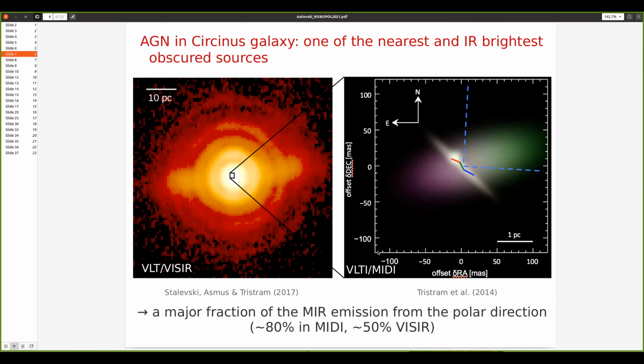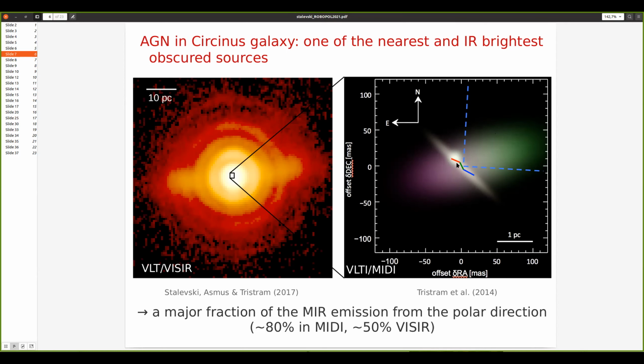So one of these sources is the AGN in the Circinus galaxy, a very famous one, being among the nearest and brightest in infrared. It's basically the archetype for obscured AGN. It has been observed across the whole wavelength range with high angular resolution. And here on the right, you see the edges of the ionization cone.